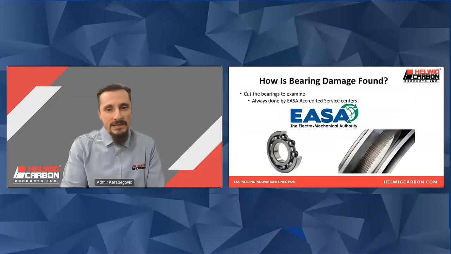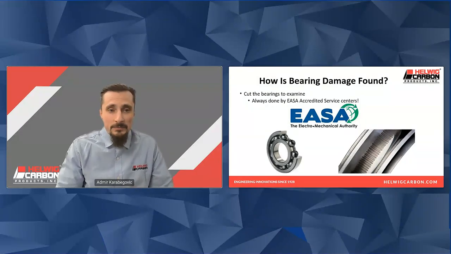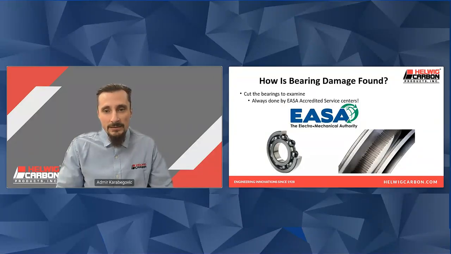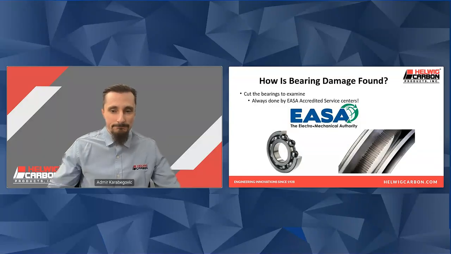So how is bearing damage found? It's fairly simple. You just cut the bearing, and it can always be done at an ESA accredited service center. Once you cut those bearings, take a picture of the raceway and send those pictures to us to give our expert opinion, and we will certainly work with you to troubleshoot the issue and provide some type of bearing protection kit or a mitigation device.